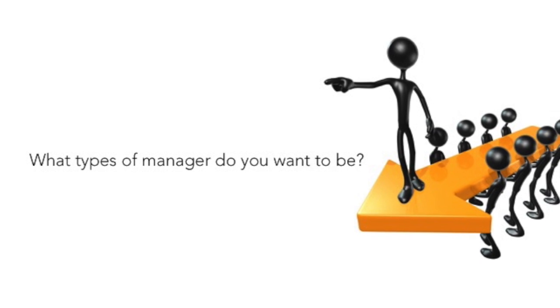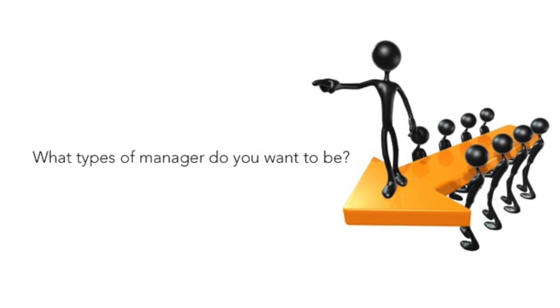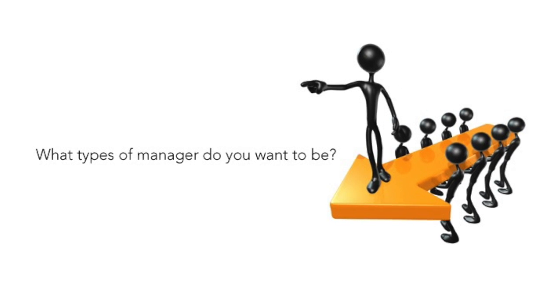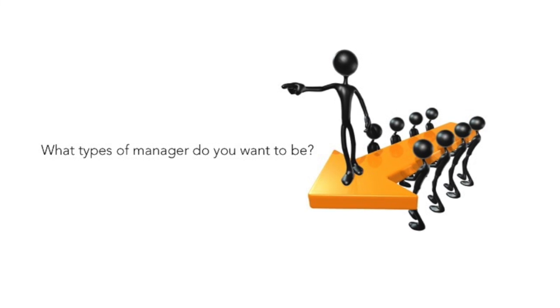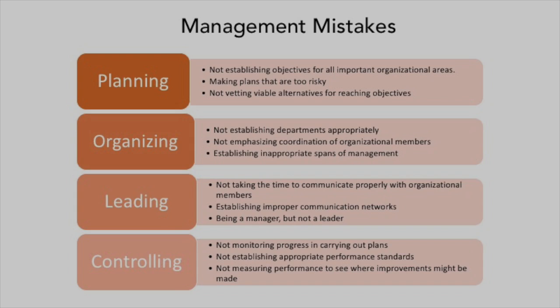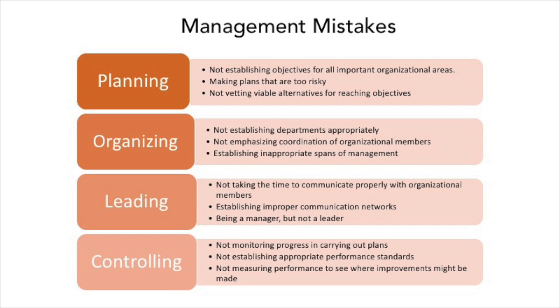So, what type of manager do you want to be? Sometimes, unfortunately, managers with so much power and influence can take advantage of the people that they're supposed to serve. Here are some of the common mistakes made by management in the different 4 stages. First, in the planning stage, management can make mistakes by not establishing objectives for all important organization areas, making plans that are too risky, and not vetting viable alternatives for reaching objectives.